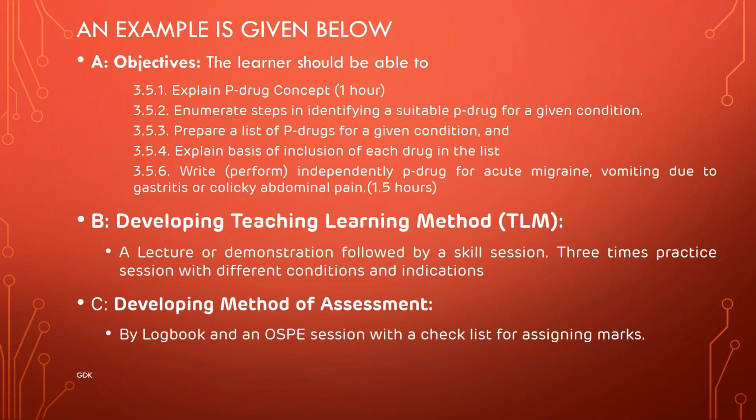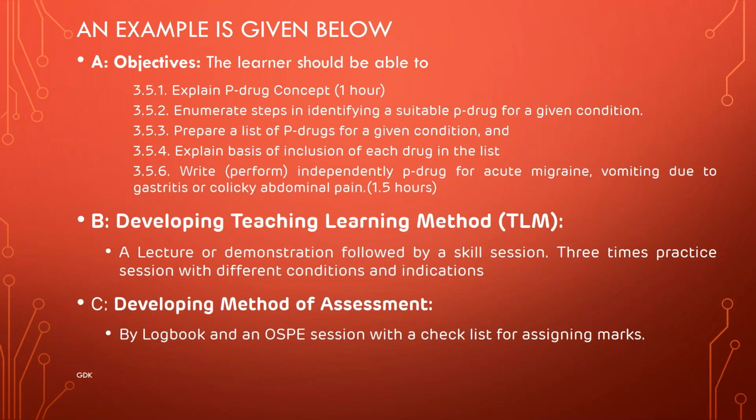Point 3 is prepare a list of P-drugs for a given condition. Point 4, explain basis of inclusion of each drug in the list. And finally, write, at a performance level, independently a P-drug for acute migraine, vomiting due to gastritis, or colicky abdominal pain. And this will require repetition, therefore 1.5 hours are given.